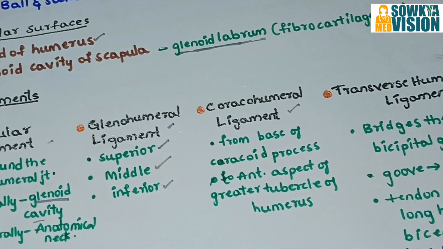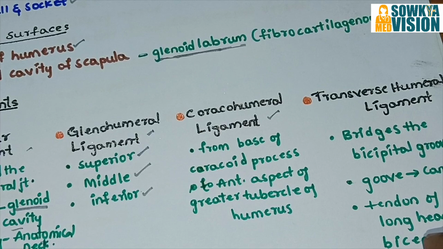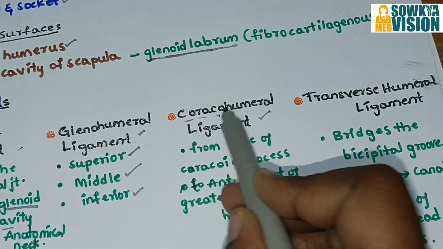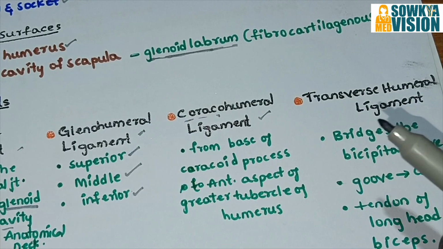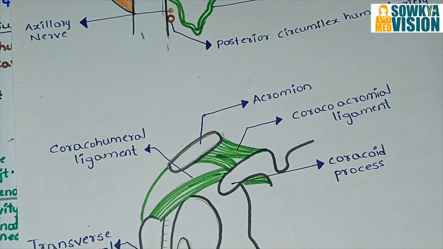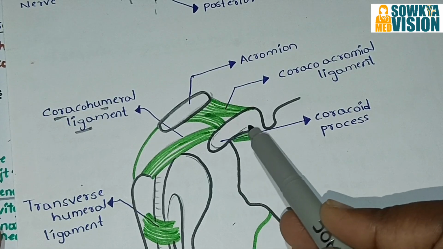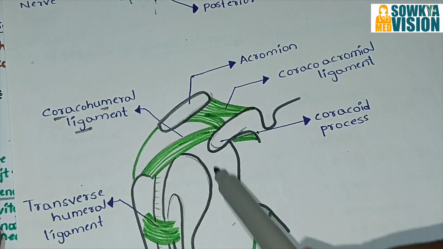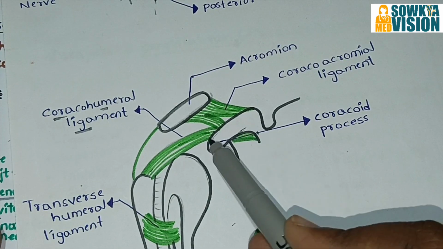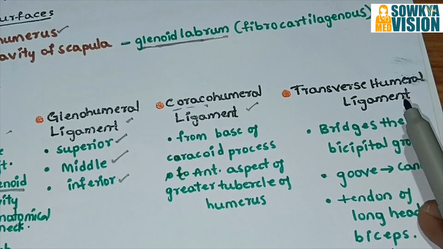And now another ligament, the coracohumeral ligament. Yes, coracohumeral ligament. Where is it present? It is present between the coracoid process and the humerus, the head of the humerus. So, the coracohumeral ligament, where is it? Here. This is the coracoid process of the scapula and this is the head of the humerus. So, the coracohumeral ligament is present between the coracoid process and the head of the humerus. So it is known as the coracohumeral ligament.